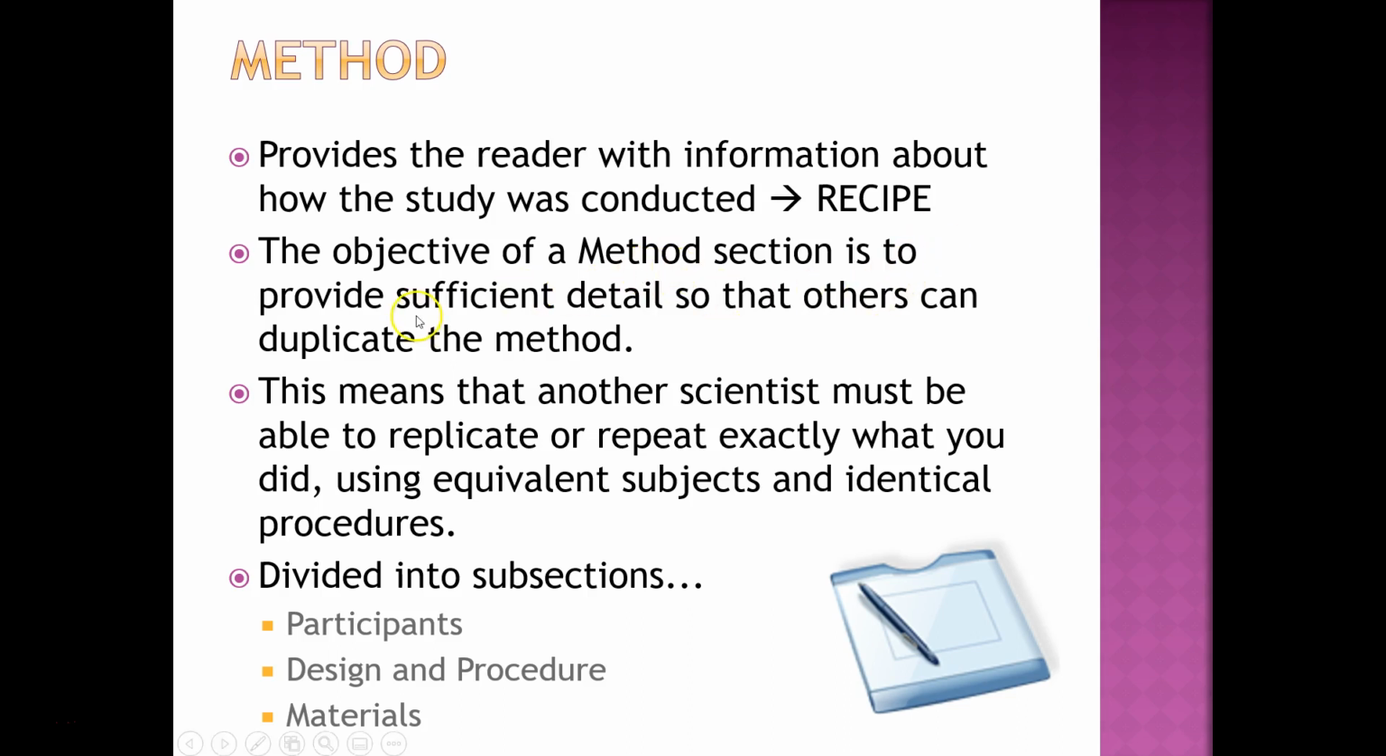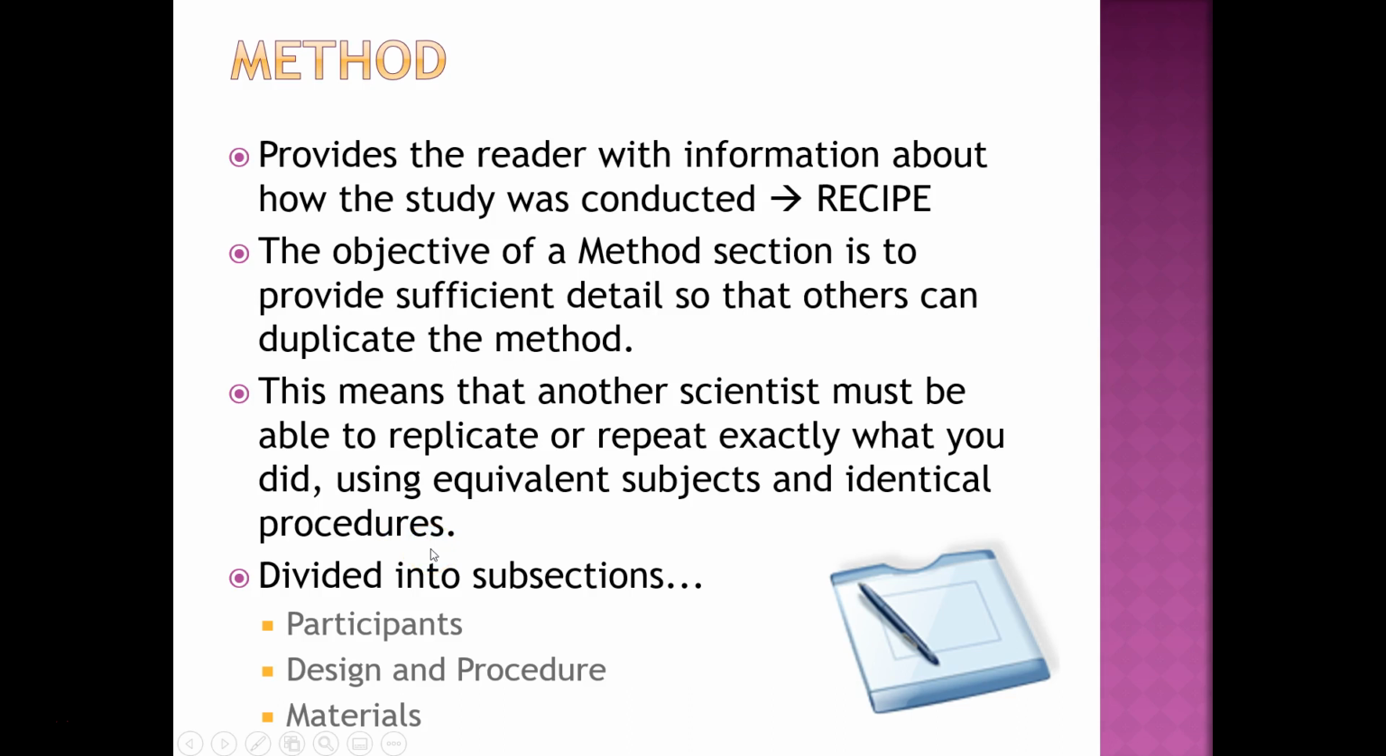The objective is to provide enough detail so that other people can duplicate the method. Remember, we always talk about the weight of the evidence, that one study doesn't prove anything. We need multiple people conducting the same or similar study. And so we have to give other researchers enough information, not only so they understand what you did, but you're really thinking about it. If someone was trying to replicate the study, would they have enough information so that another scientist could replicate or repeat exactly what you did using equivalent subjects and identical procedures?